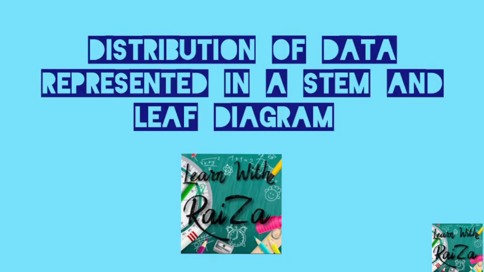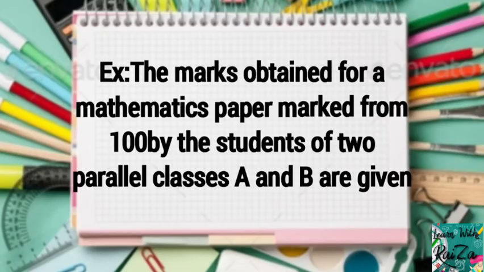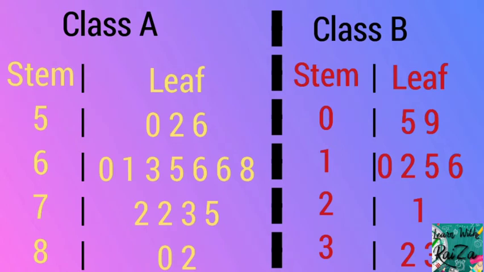Distribution of data represented in a stem and leaf diagram. Well students, let's start our lesson with an example. The marks obtained for a mathematics paper marked out of 100 by the students of two parallel classes A and B are given. So have a look at this. Now what I have done here is we have considered two classes A and B and their mathematics paper marks out of 100 are distributed in a stem and leaf diagram.